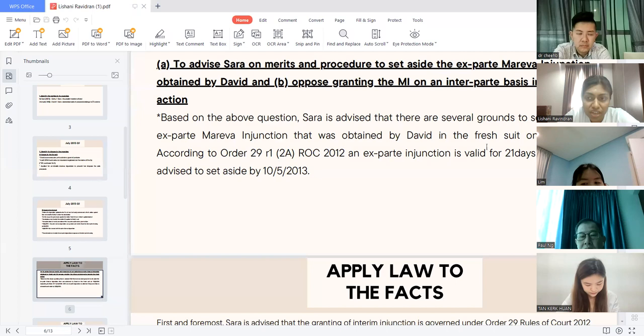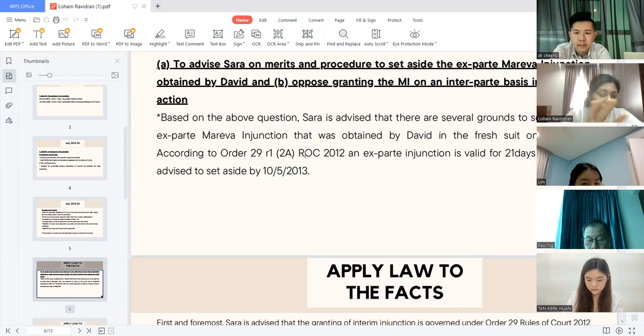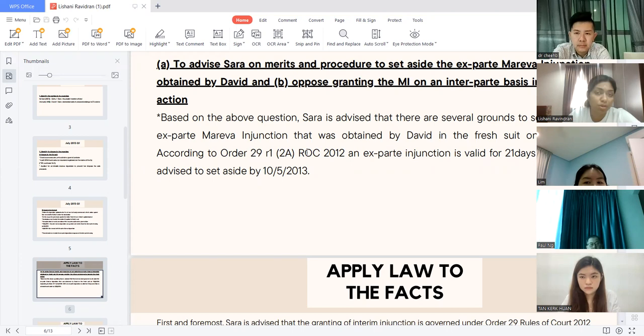According to Order 29, Rule 1, Rules of Court. By right, I shouldn't put ROC like this. What should I have written? Rules of Court, bracket, hereinafter referred to as ROC 2012. This one I put like that for your purposes. After you have written it that way, then you go to ROC 2012. Don't start with it; put hereinafter, or whatever word you want to use, known as ROC 2012.